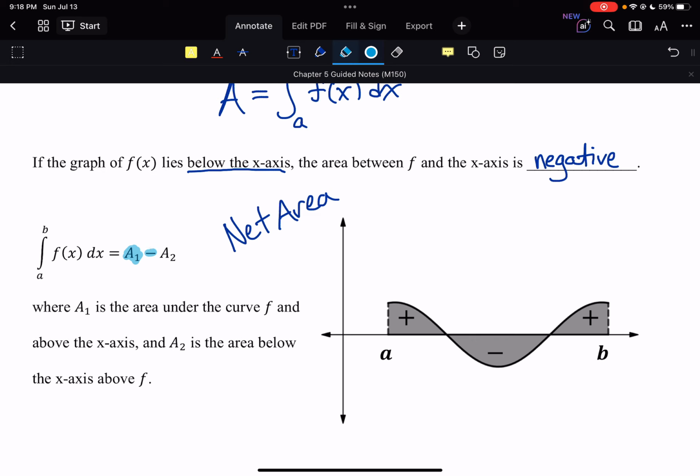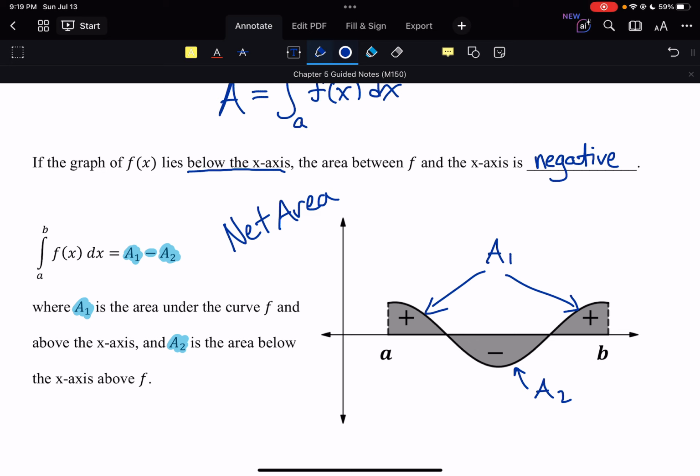So we can see the integral from a to b of f of x dx would be A1 minus A2, where A1 is the area under the curve and above the x-axis, and A2 is the area below the x-axis above f. So like in this particular diagram right here, that's A1, that's the positively counted areas, and then down here would be A2.